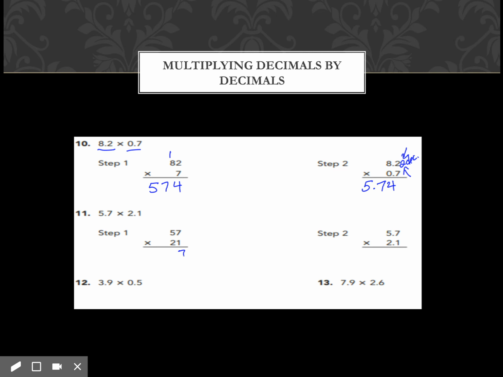7 times 1 is 7, of course. 1 times 5 is 5. I'm going to drop a 0 because I'm multiplying 20 times 7. Okay, so I add together and I'll get 1,197. And again, I have one decimal place here and another one here, so that gives me a total of 2 decimal places. So I'm going to make sure I have 2 decimal places here in my answer. So 11.97. Why don't you give number 12 and 13 a try and hit pause and come back and check your answers.